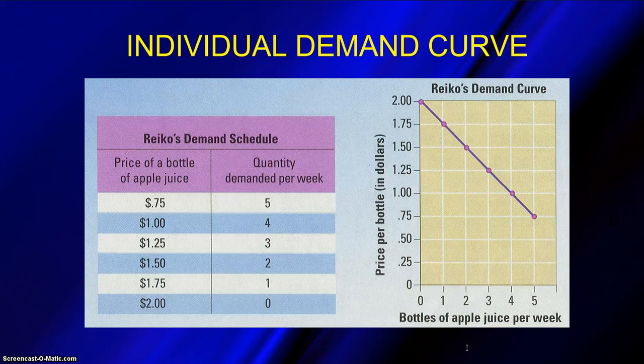And then once the price goes up, you can see that Rico doesn't want to buy as many, and when it gets all the way to the price of $2 per bottle of juice, you can see Rico doesn't want to buy any. And you can transfer that schedule all the way over to a curve and plot it out in those points. And we see that there's some characteristics of the curve that we're going to talk about next.